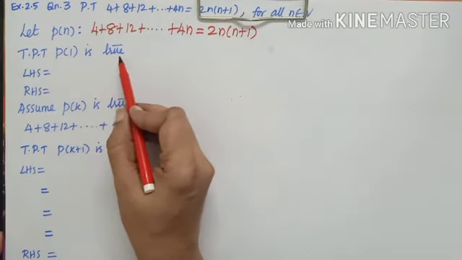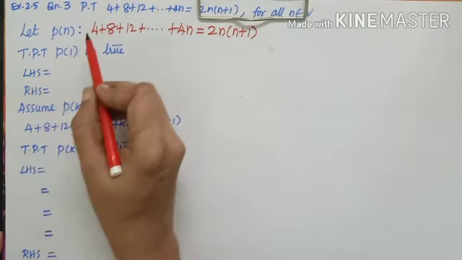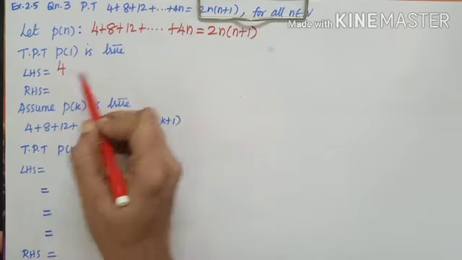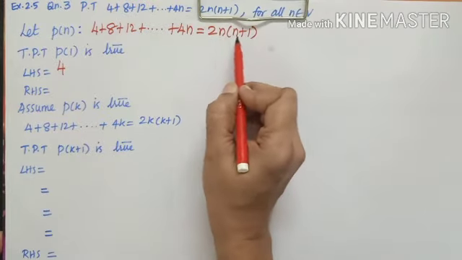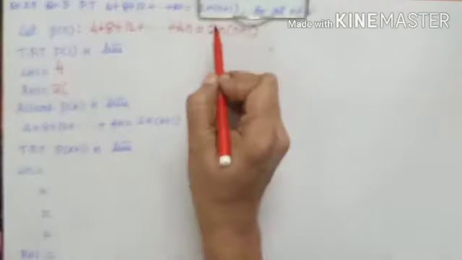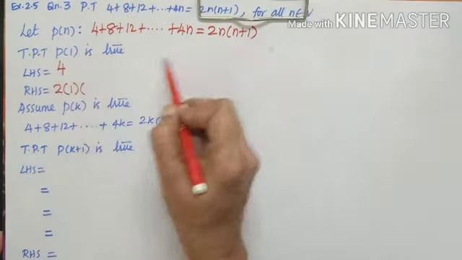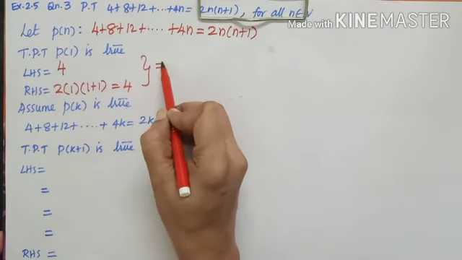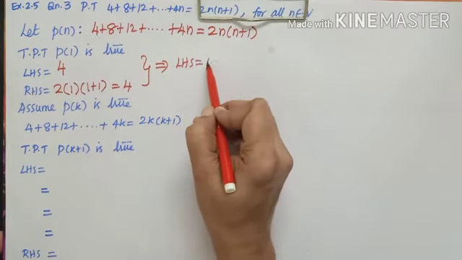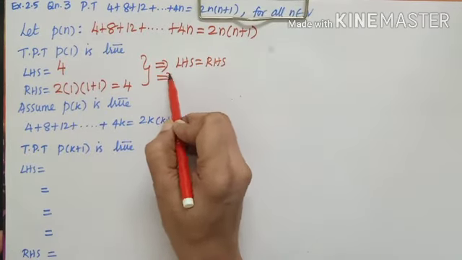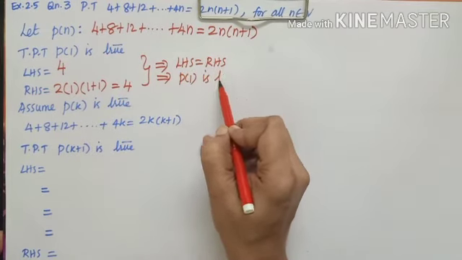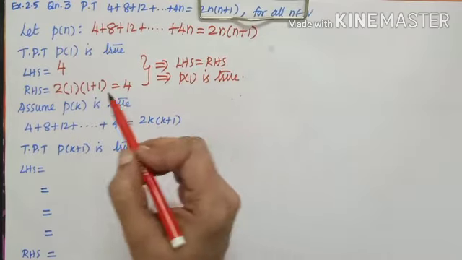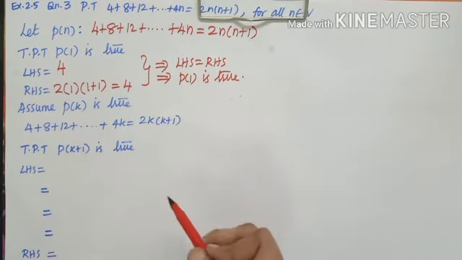To prove that P of 1 is true, LHS, write only the first term, 4. RHS, wherever n is coming, put 1. 2, n will become 1, n plus 1, 1 plus 1, or it is 4. So we see LHS equal to RHS implies P of 1 is true. As I am able to show P of 1, assume P of k is true.